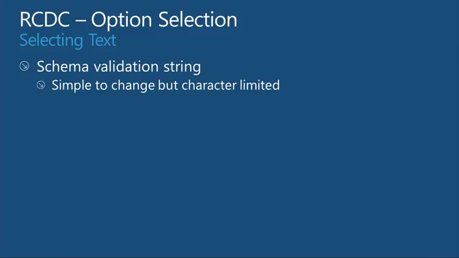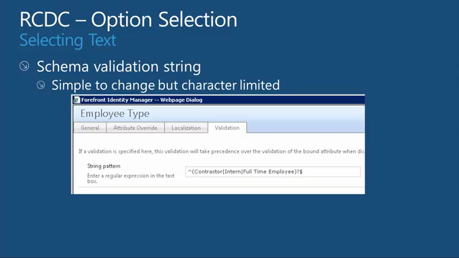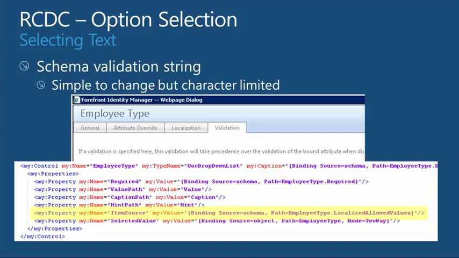Now, most people, when they start doing some RCDC modifications, pretty quickly realise that you can use the validation string from the schema to make a drop-down list. So this is the out-of-the-box employee type validation string. It will reject any object that doesn't have one of those values in the employee type attribute. And you can do a pretty simple little control where you say item source, get it from the schema. Now the problem is that validation string is limited to something like 128 characters. You run up against that limit before you even know about it.